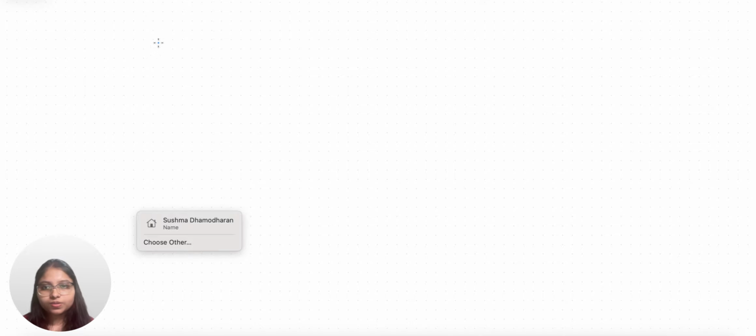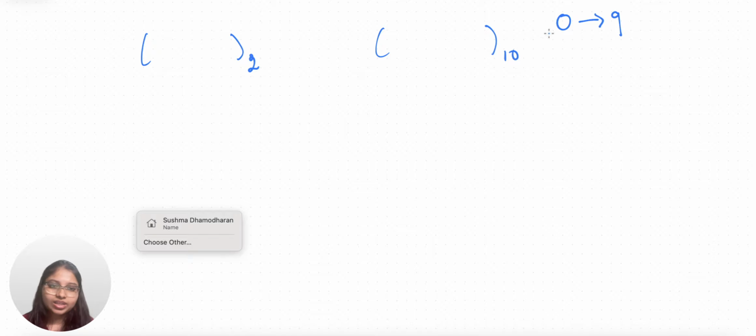Any binary number is represented with the base of 2, and decimal numbers are represented with the base of 10. Why 10 and why 2? Decimal numbers are represented from 0 all the way to 9, so a total of 10 different combinations. That's why you have base 10 for decimal numbers, whereas in binary numbers all the numbers are represented as zeros and ones, so basically two different combinations at every single place. So it's represented with a base of 2.